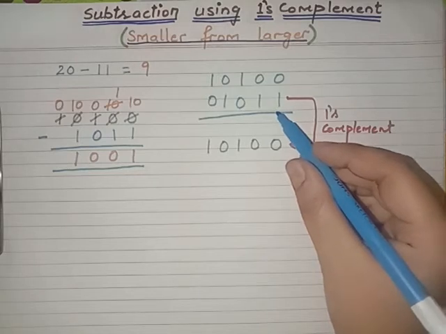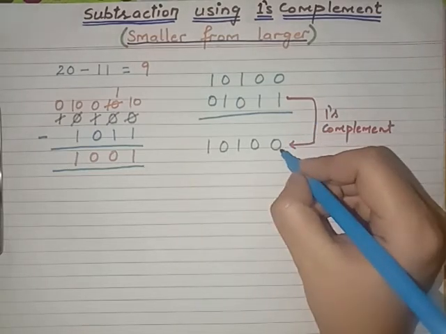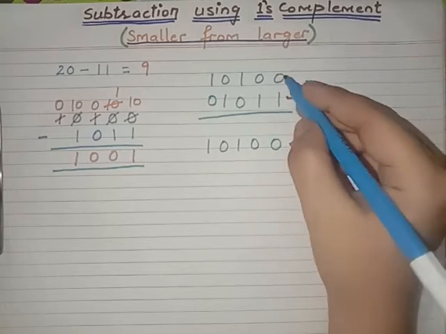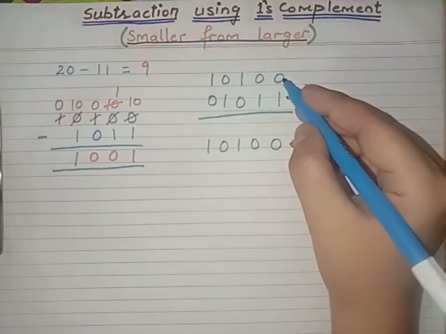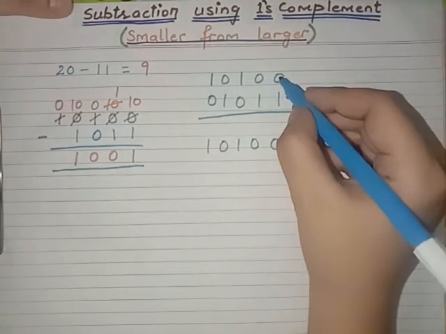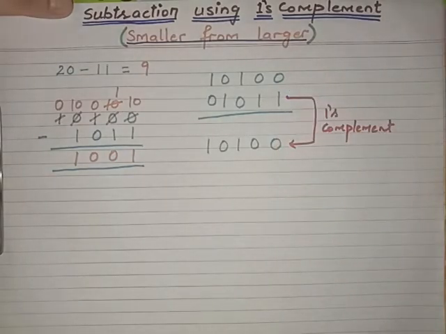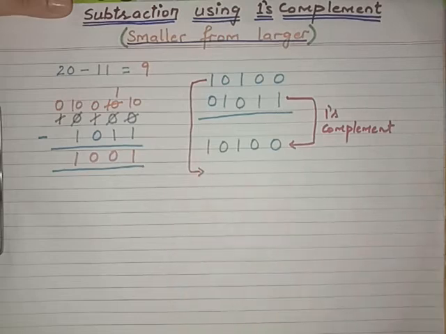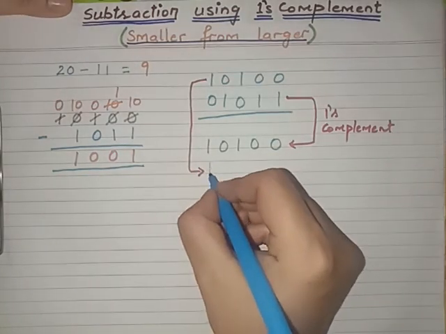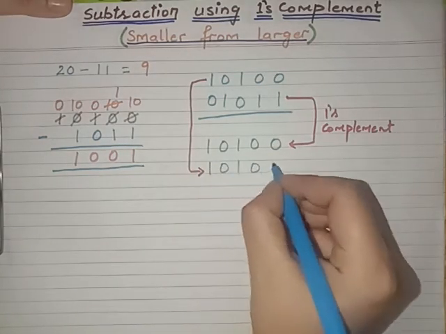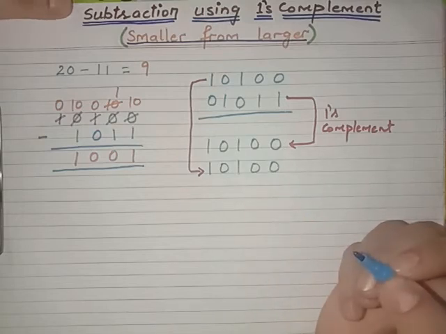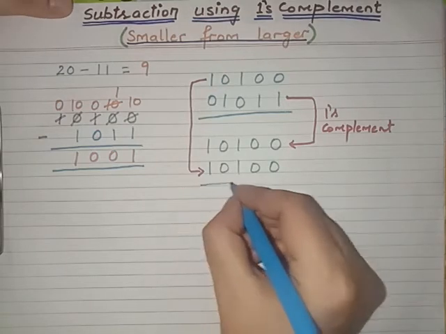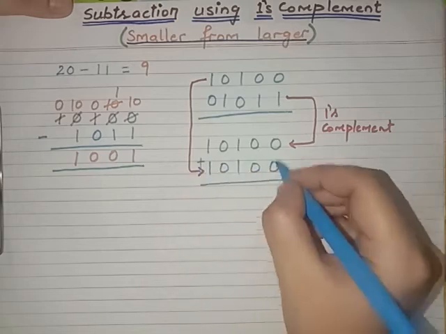Now we have to add this second number, the one from which the number has to be subtracted, to the ones complement. I will write the same number here. So the number is 10100, right?